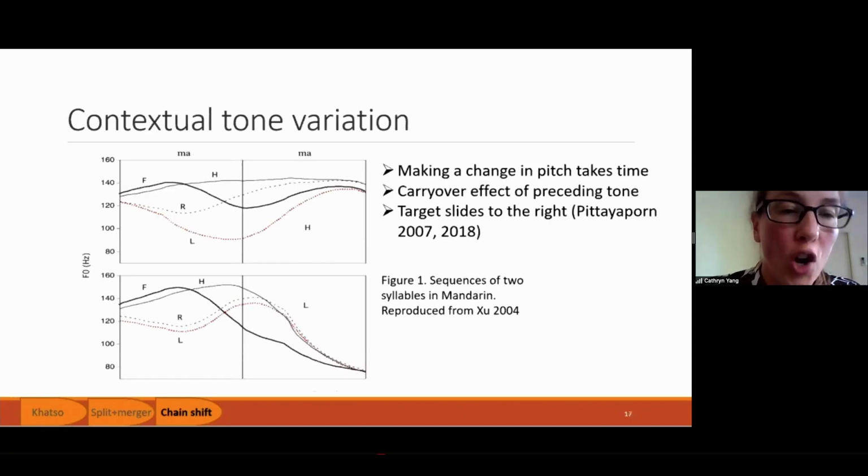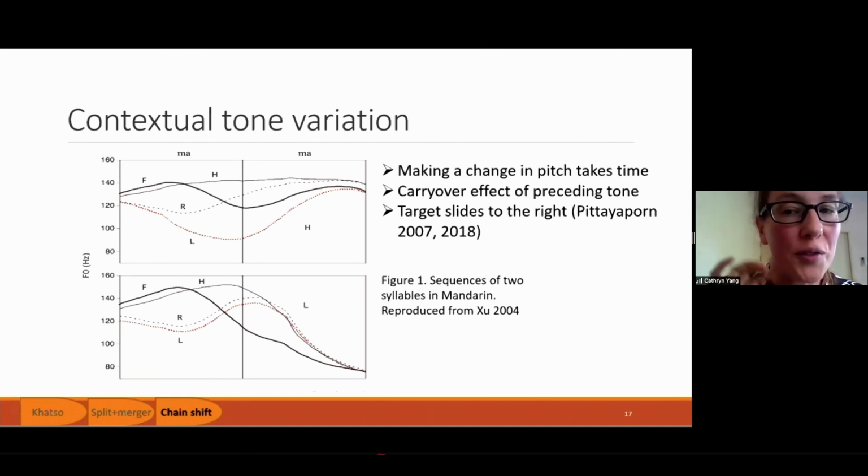So synchronic variation feeds into diachronic change. And it's especially important to know if there's a phonetic bias behind the variation. In other words, does the variation show a specific trend that is rooted in the mechanics of tone production? And I believe, yes, there's a very simple principle at work here, and that is that making a change in pitch takes time. The muscles in the larynx adjust the length and tension of the vocal folds to change the frequency of vibration. So you can't instantaneously switch between pitches, between frequencies.